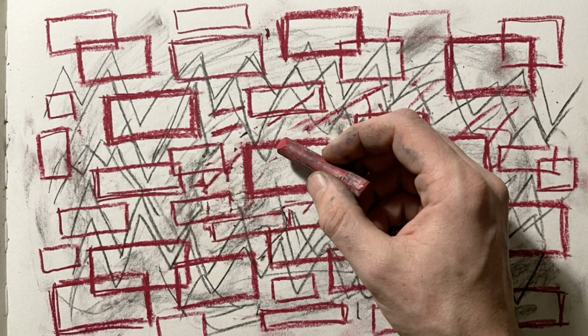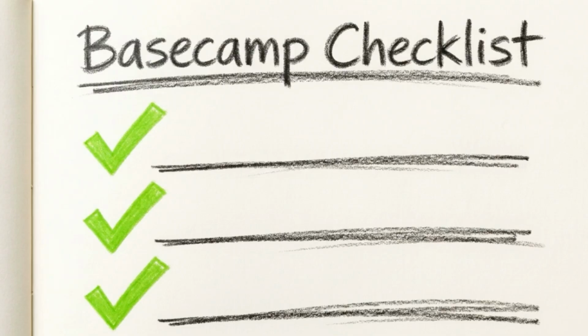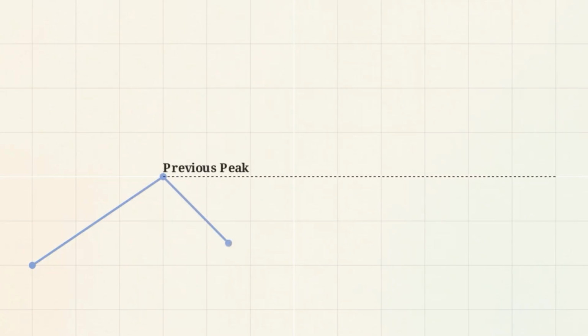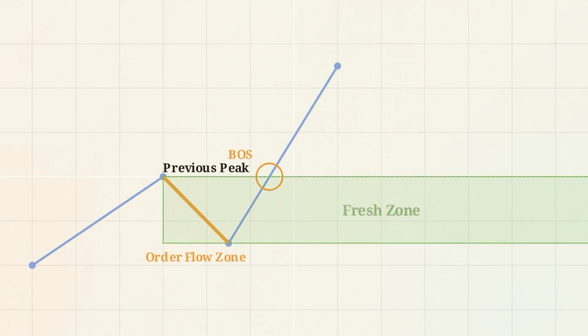We can't just draw a box around any random dip on the chart and hope for a bounce. To find a valid base camp, we look for three specific structural signs. First, price must surge past its previous peak, proving its strength. Second, isolate the final downward leg before that breakthrough. Third, the area must be fresh. We draw a box extending right, an untouched, valid place to watch.